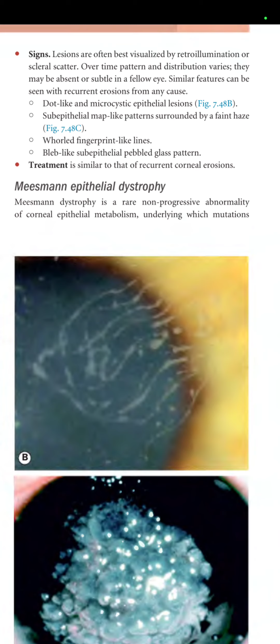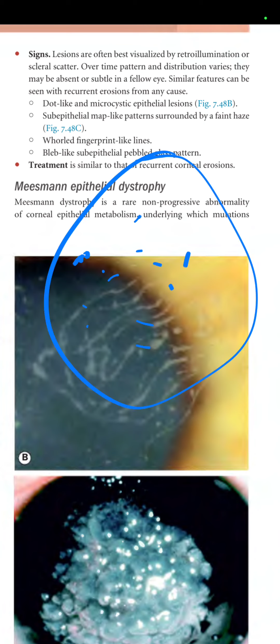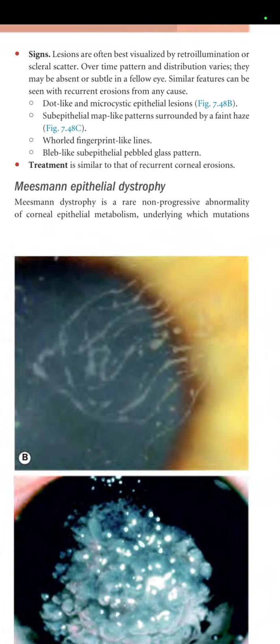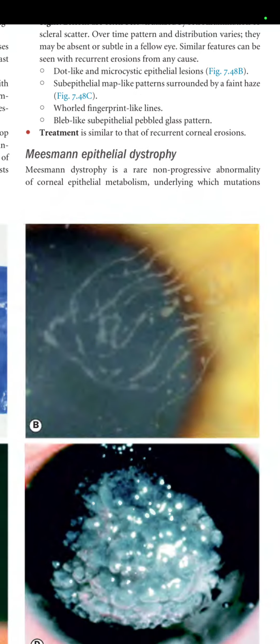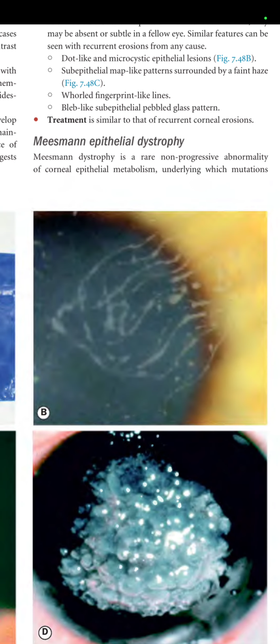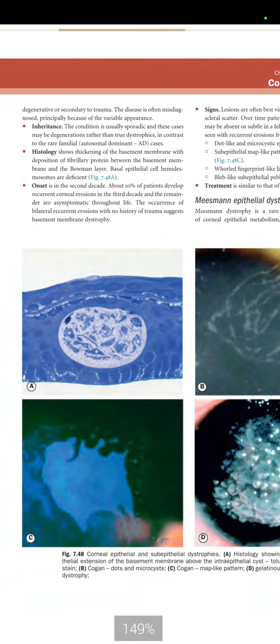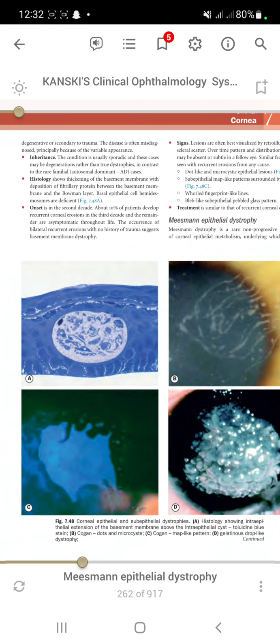Dot-like or microcystic epithelial lesions. So there will be dot-like or cystic lesions in the corneal epithelium. Subepithelial map-like pattern with faint haze, whorled fingerprint-like pattern, bleb-like subepithelial pebbled glass pattern. Treatment is similar to that of recurrent corneal erosions. So we are going to see figure 7.48 for that.